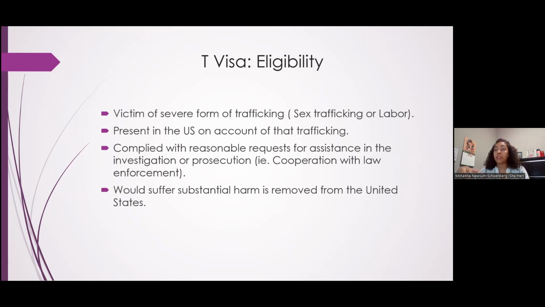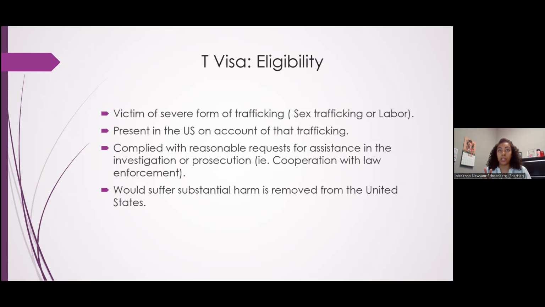A person who is applying for a T visa must be present in the United States on account of that trafficking. So if you were trafficked into the United States for labor trafficking, that could count. Or say you came to the United States, but you stayed here because of trafficking, that could also make you eligible for this sort of visa. So something to consider. The person who is applying must also have complied with reasonable requests for assistance in the investigation or prosecution of that trafficking.